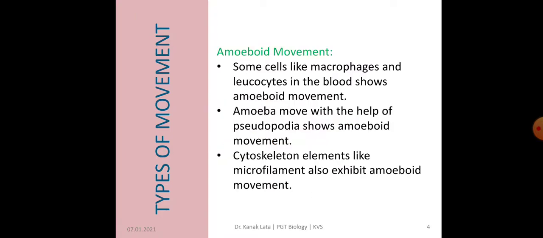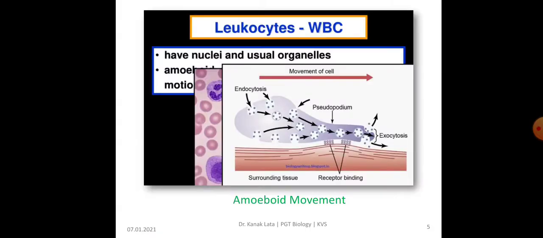First, it is about amoeboid movement. Leukocytes and macrophages move about in the tissues with the help of cytopodia in the manner of amoeba. So, it is called amoeboid movement. Cytoskeleton elements like microfilament also show amoeboid movement. Here in the figure, which shows the amoeboid movement of leukocyte, you may observe the cytopodia here.